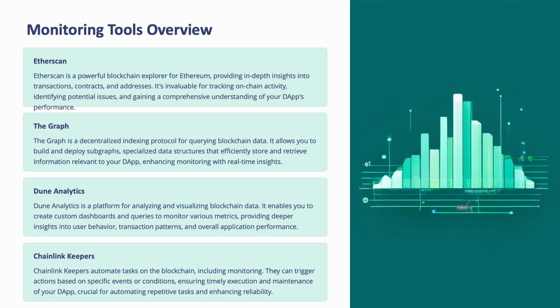The Graph is like a search engine for blockchain data. It allows you to create subgraphs that make querying and retrieving blockchain data more efficient. Dune Analytics can help you analyze and visualize blockchain data. It lets you create custom dashboards and queries, which can help you monitor user behavior, transaction patterns, and more. Chainlink Keepers are decentralized services that automate tasks on the blockchain, like triggering actions based on specific events. They help you keep your DApp running smoothly by handling repetitive tasks automatically.